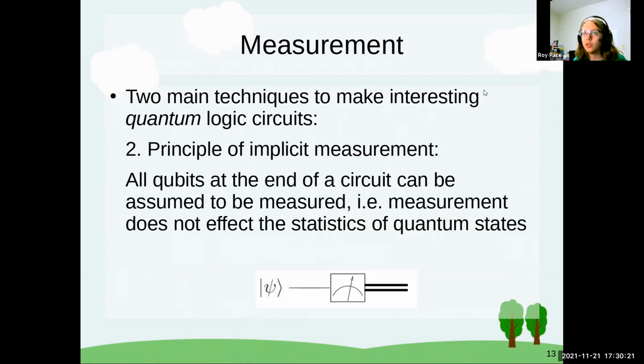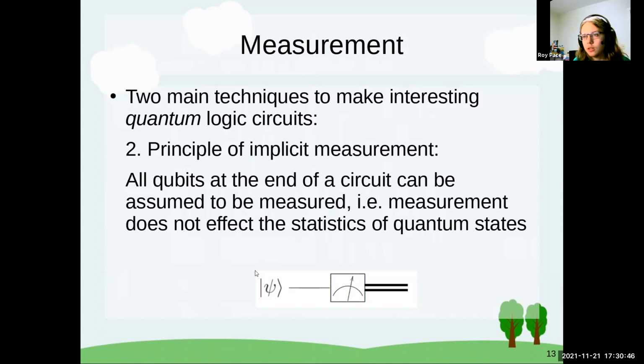Oh, and the other measurement technique is the principle of implicit measurement. So what that basically says is that you don't have to measure everything. You can just assume at the end of a circuit that it has been measured.